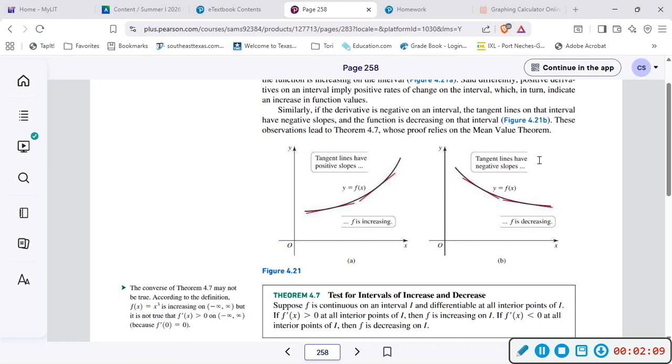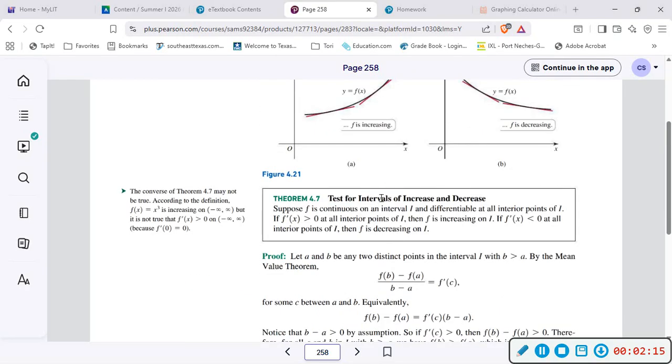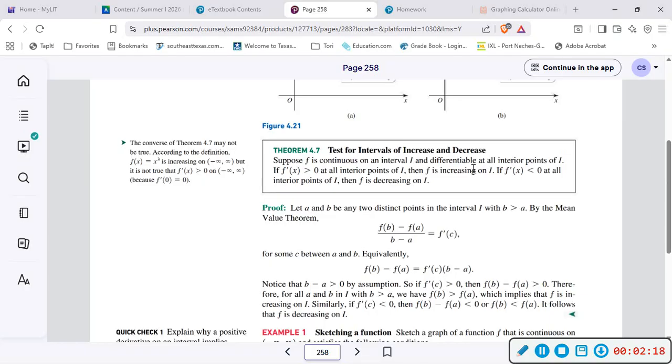Same thing here. These tangent lines have a negative slope. So when you take the derivative, that slope is also decreasing. This is going to tell us how to test for increasing and decreasing intervals. We're going to take f to be a continuous function, and it has to be differentiable at all the interior points. Then if the derivative is greater than 0, then we know the original function is increasing. If the derivative is less than 0, we know that it will be decreasing.